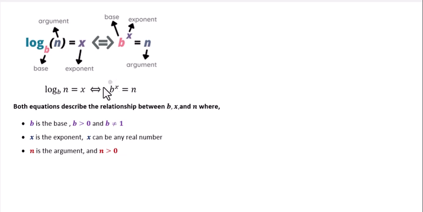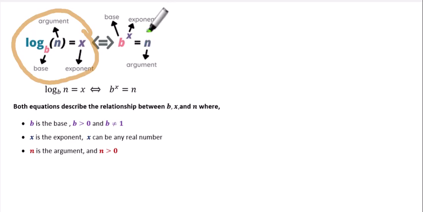Here we have two equivalent mathematical statements. The first one, on the left-hand side, is written in logarithm notation. And how to read it one more time: log to base b of n equals x. The base is b, n is called the argument, and x is called the exponent. The second mathematical statement, which is equivalent to this one, is written in exponent form.